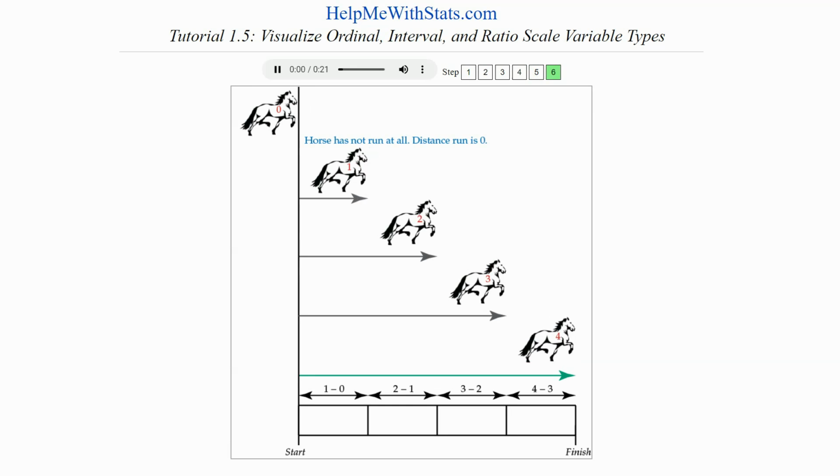In this display, the 0 horse never even ran the race, so his distance was 0. When the horse number 0 indicates 0 of the thing being measured, then we say that a true 0 does exist. When a variable has a true 0, and has equal interval sizes, then the variable is called a ratio scale variable.